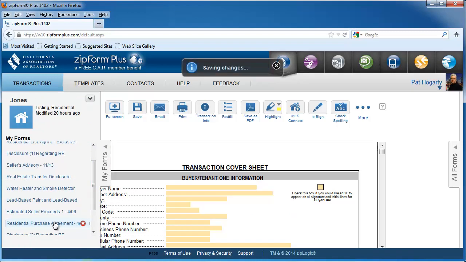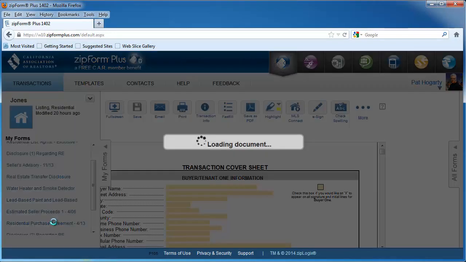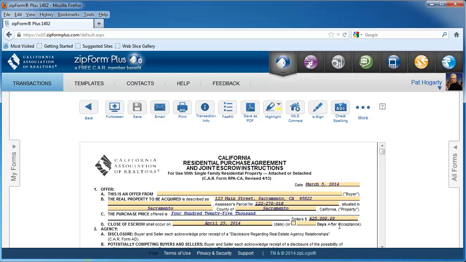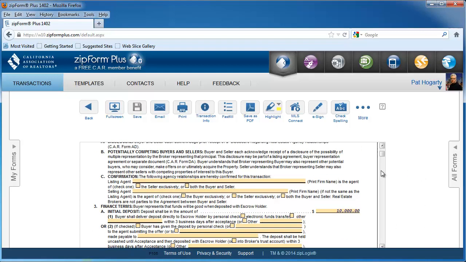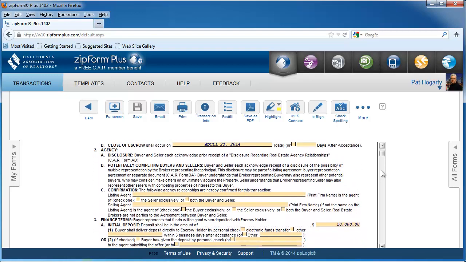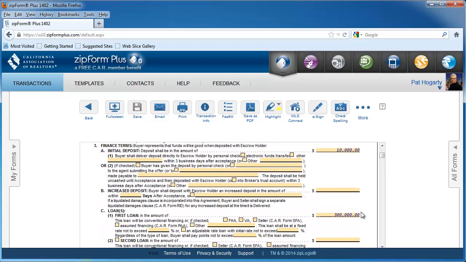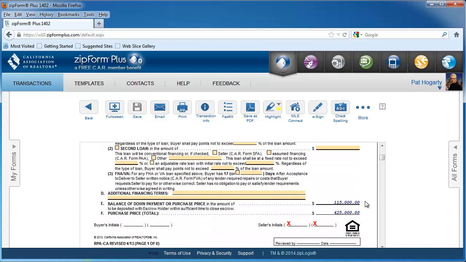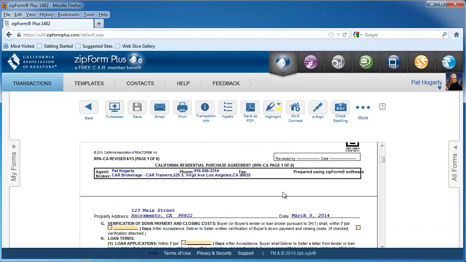Notice that when I click on the button, it saves the changes and it pulls it up. So now we have in here the dates such as the close of escrow and the amount of money, which we didn't have before. We have the amount that's going to be $10,000. Right now we haven't checked whether it's going to be an FHA or VA loan, or assume the loan, but they're going to get a loan of $300,000. This is going to show the balance of the down payment at closing. And again, the initials are here.